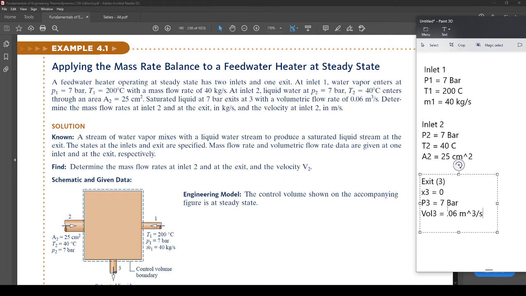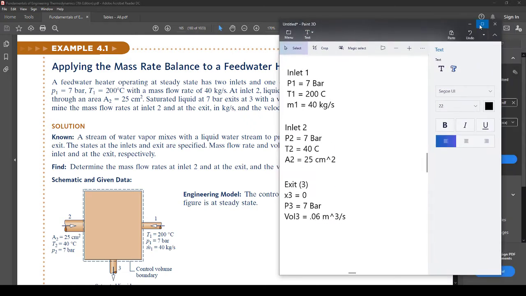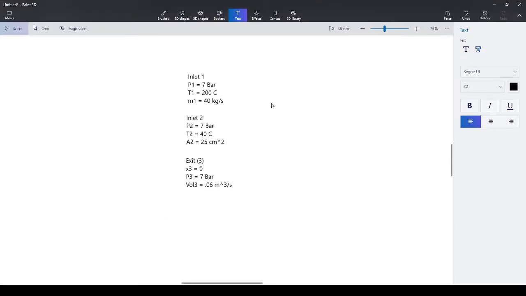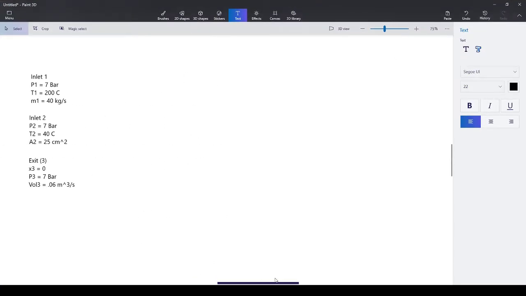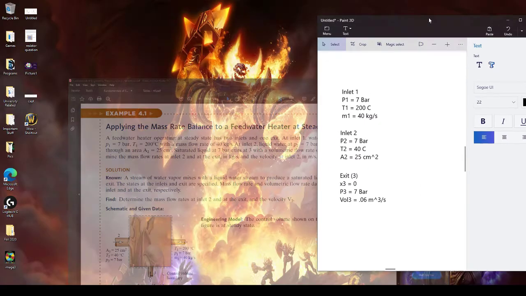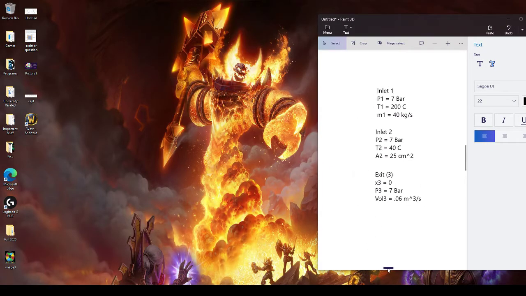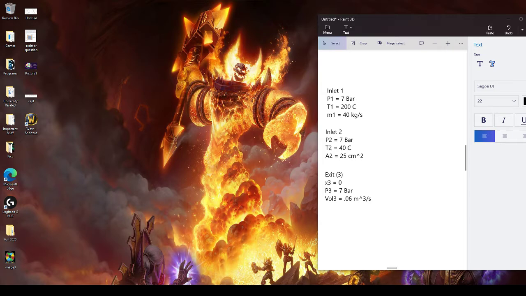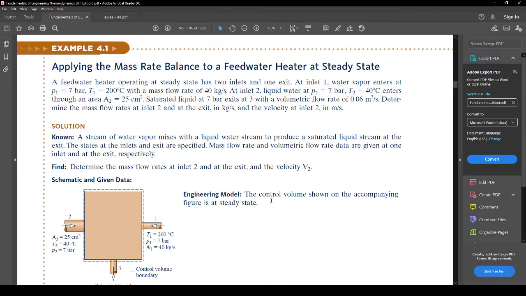And so what you are having to find here is the mass flow rate at inlet 2 and at the exit, in kilograms, and the velocity at inlet 2. So there's a lot of things we have to do here. There's a lot of stuff going on. So I'm going to put this over here on the side.